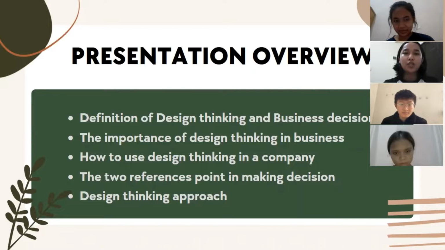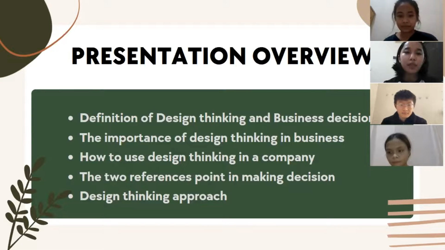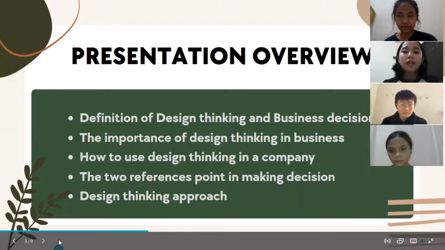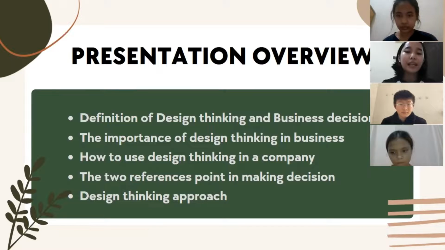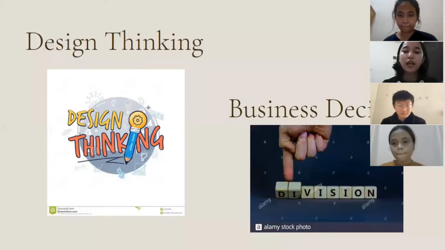Here is our presentation overview, which we are going to explain, namely the definition of design thinking and business decision, followed by the importance of design thinking, followed by how to use design thinking in a business. The fourth one is two reference points on business decision, and last but not least is the design thinking approach. So let's jump into the first explanation about the definition of design thinking and business decision, which will be explained by Fitriani.